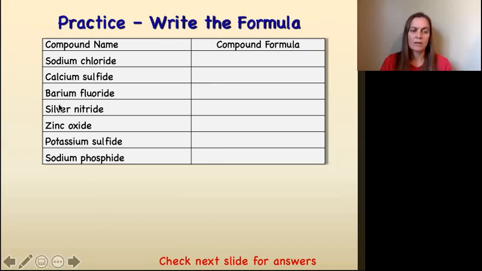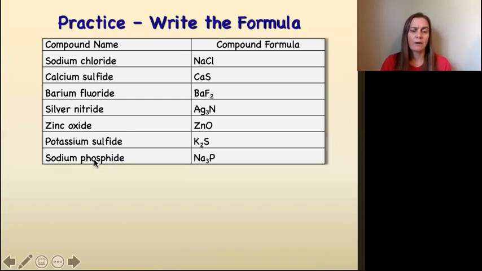With silver nitride, I know that silver is a +1, nitride is a -3, so I'm going to write Ag subscript 3, N. With zinc oxide, I know that zinc is a +2, oxygen is a -2, so they don't need any subscripts. With potassium sulfide, I know that potassium's a +1, sulfide's a -2. So I'm going to write K2S. And with sodium phosphide, I know that sodium is a +1, phosphide is a -3. So I'm going to write Na3P. And there are the answers.